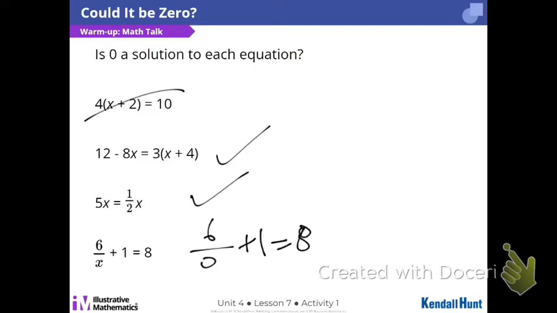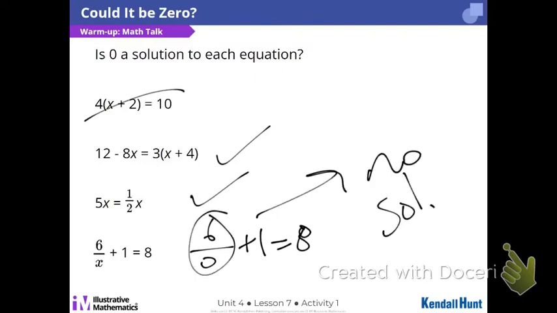Friends, guess what 6 divided by 0 is? So it's no. No solution. You can't divide by 0, friends. It's nothing. It's not a thing. So, that is not 0.